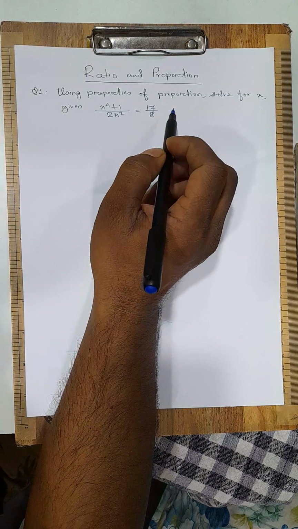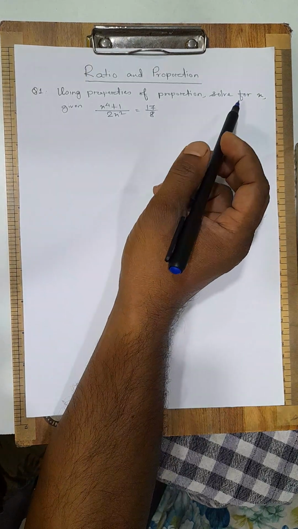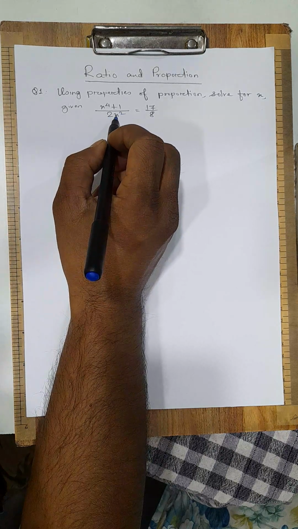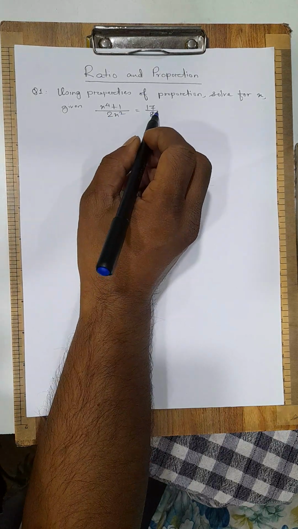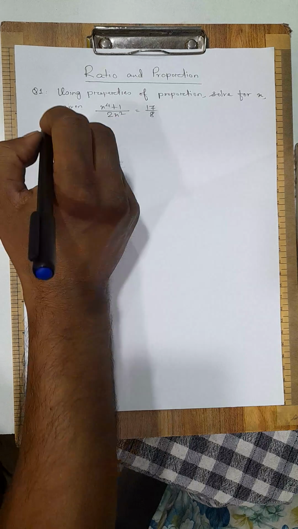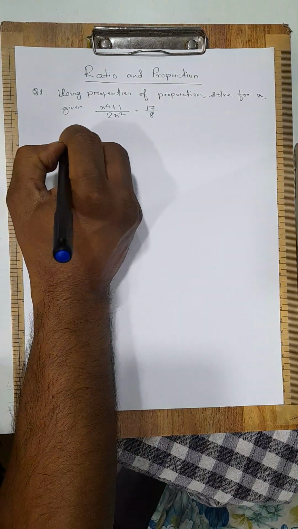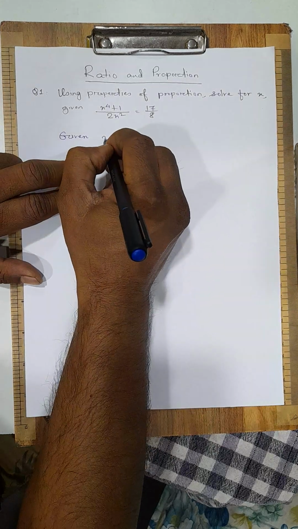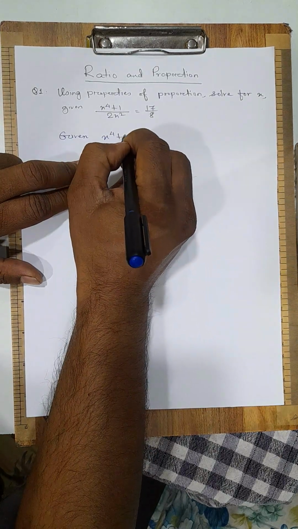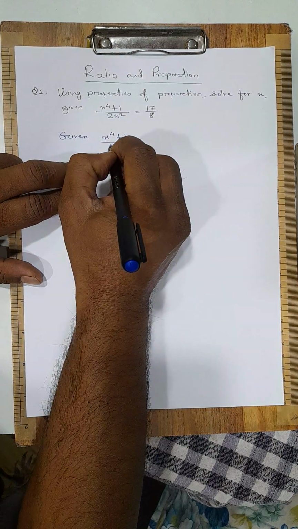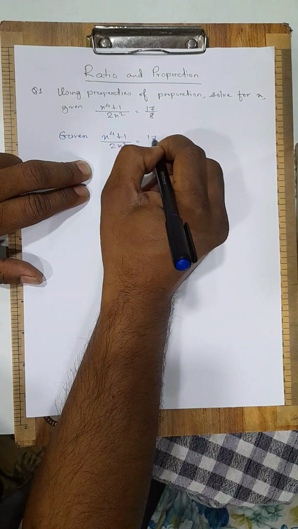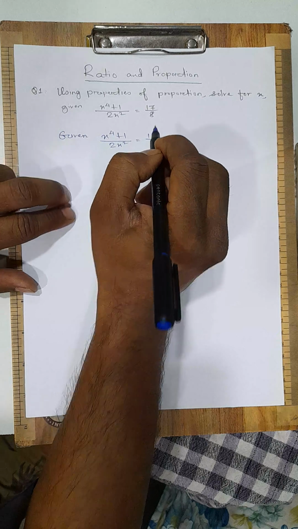Using properties of proportion, solve for x given that x to the power 4 plus 1 divided by twice x square equal to 17 upon 8. So we were given x to the power 4 plus 1 divided by twice x square equal to 17 divided by 8.